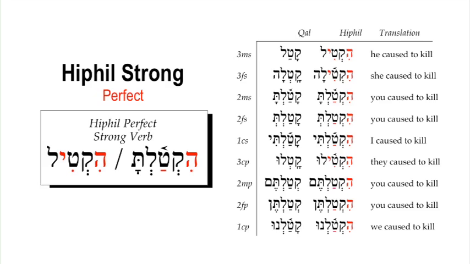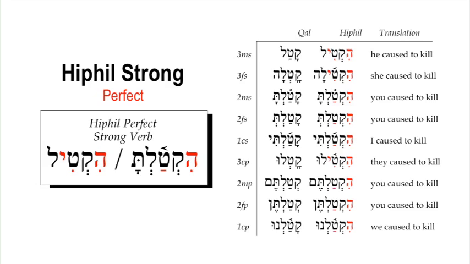Recall that the Nifal stem prefixes a nun to make the verb Nifal. That's why we call it Nifal. Notice the nun or the n in the pronunciation of the word. In the Hiphil, the spelling of the stem, Hiphil, begins with an H or a he. That H or he is what we prefix to a Hiphil verb to make it Hiphil. We could think of this as the H stem, if you will.